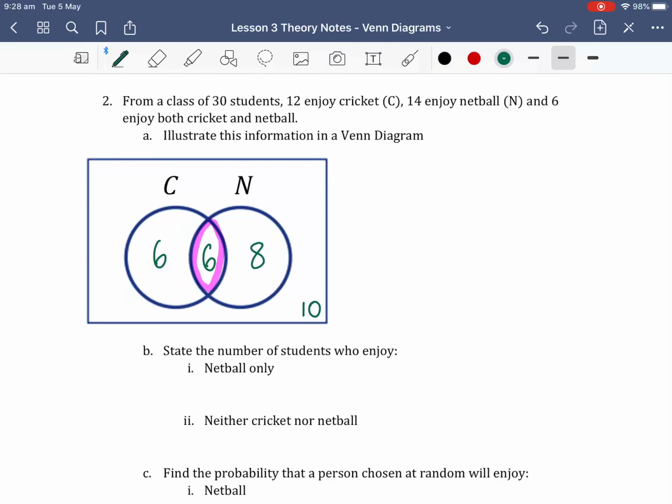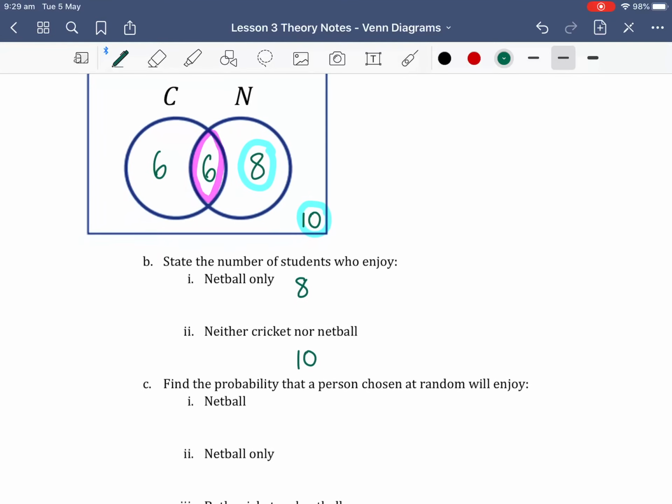So now we want to state the number of students who enjoy netball only. So they only enjoy netball. They don't enjoy cricket. So it's just going to be this 8 here. So 8 students enjoy netball only. And then we want to state the number of students that enjoy neither cricket or netball. So that's our 10 down here.